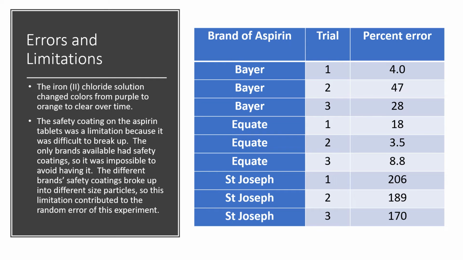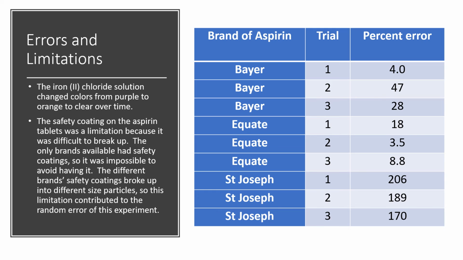I determined that it was likely due to the safety coating on the aspirin tablets because the St. Joseph coating was a red color and it was very difficult to break up, so there was a significant amount left on in the solution, so this could affect the color and could cause the equipment to misread it. Unfortunately, because the only tablets available were safety coded, there was nothing to be done for this limitation, but in future experiments it would be good to search out unsafety coded tablets.